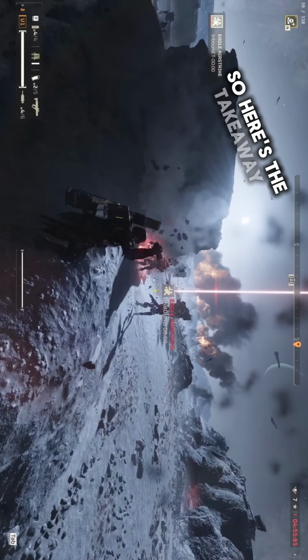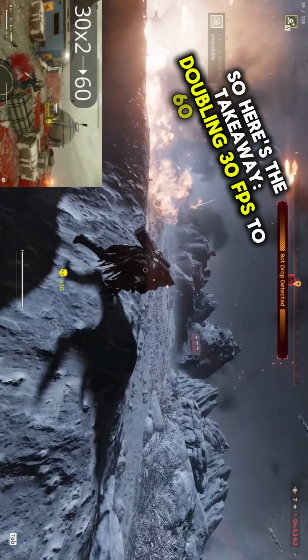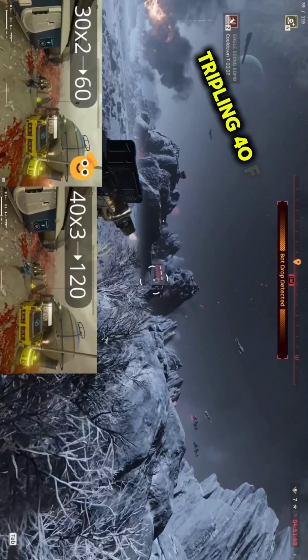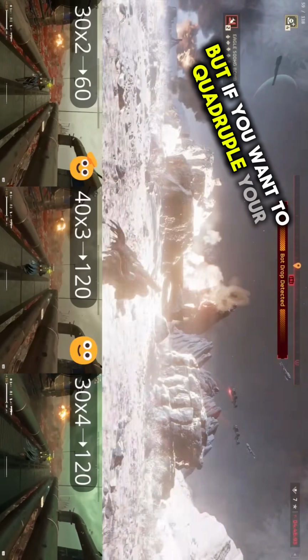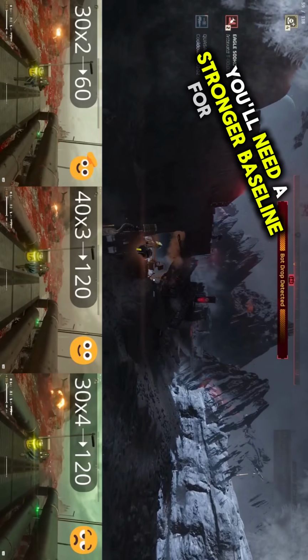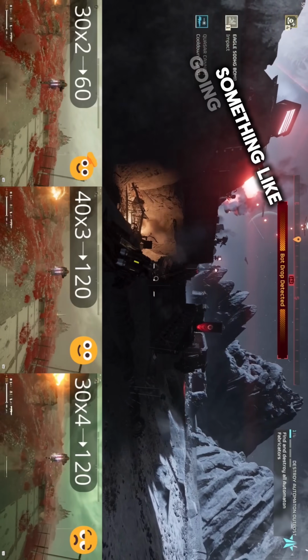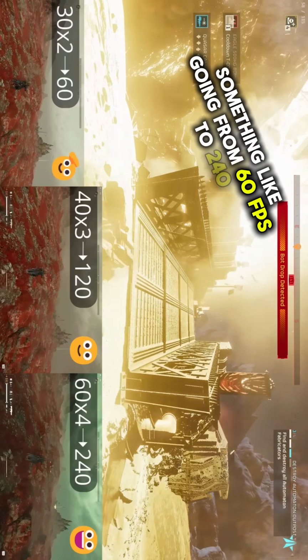So here's the takeaway. Doubling 30 FPS to 60 works fine. Tripling 40 FPS to 120 is acceptable. But if you want to quadruple your frame rate, you'll need a stronger baseline for it to look clean. Something like going from 60 FPS to 240.